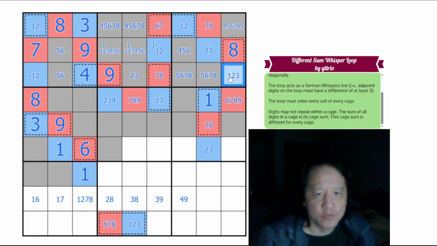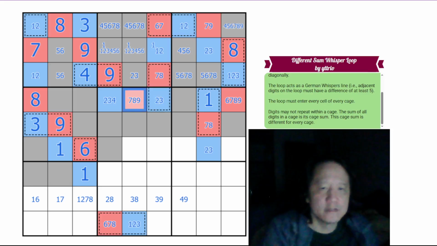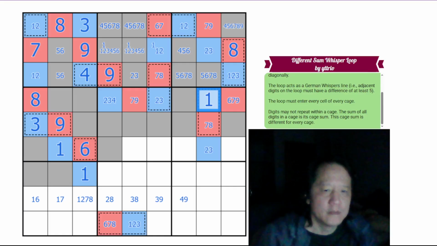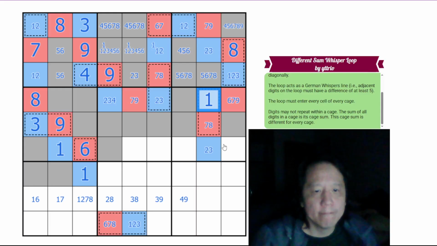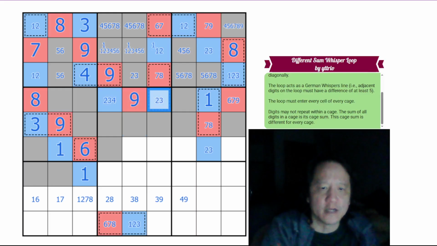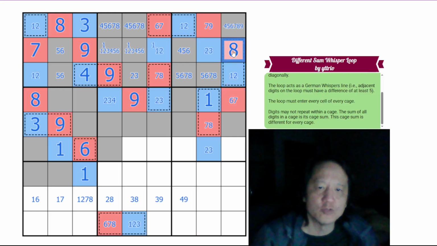This is 8 with 1, 2, or 3. This can't be 8. This can't be 8. I guess this could be 8 here. This is next to two unique digits on a Whisper 5 line, neither of which can be 1. So this cannot be 7, therefore this is 9. There's no 9 here. So then this digit cannot be 3 because it would be next to two unique digits on a Whisper 5 line, neither of which can be 9. So therefore that can't be 3.